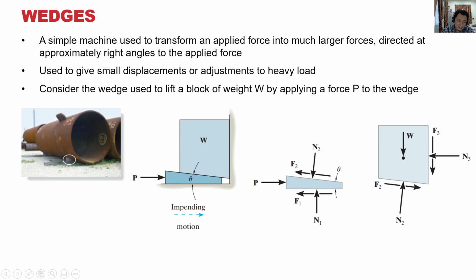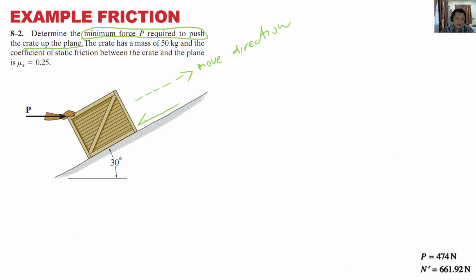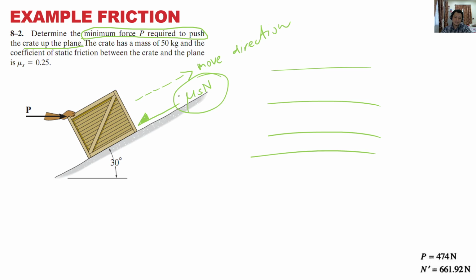Same here. It's trying to move that way. Friction goes the opposite direction. That's right. This is the direction of friction, opposite to motion. So this one is mu s times normal. So the whole equation becomes equal except for this part, which becomes negative perhaps. You can try this. Try doing this.